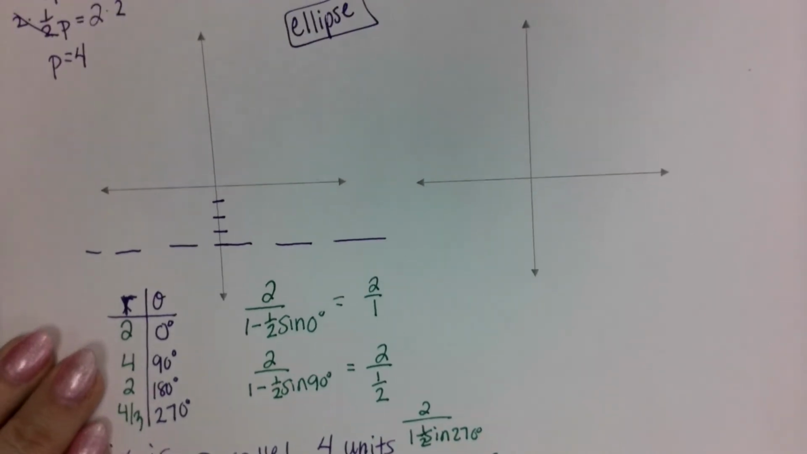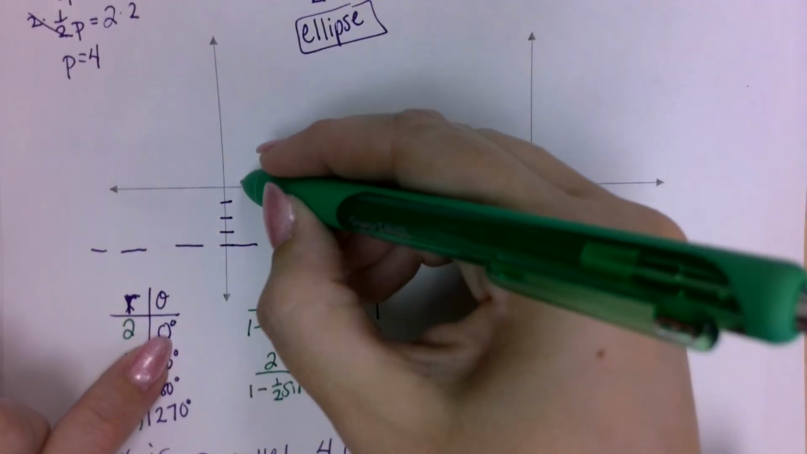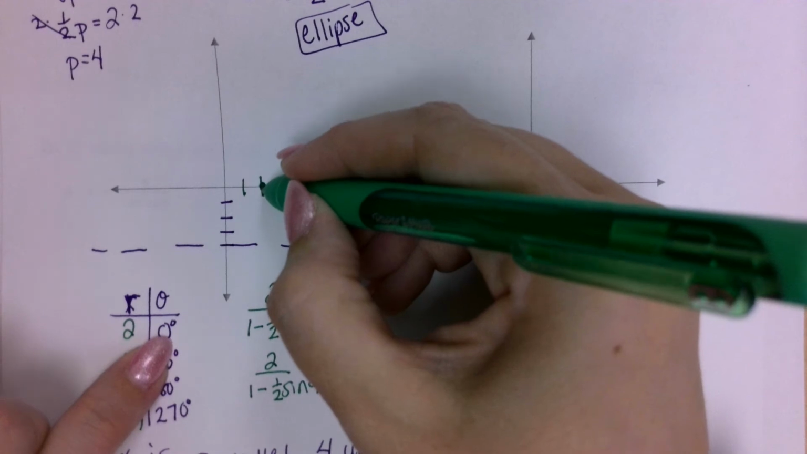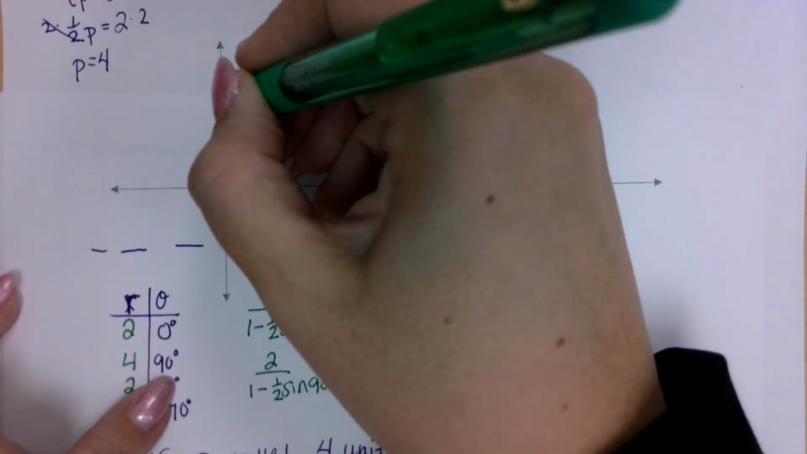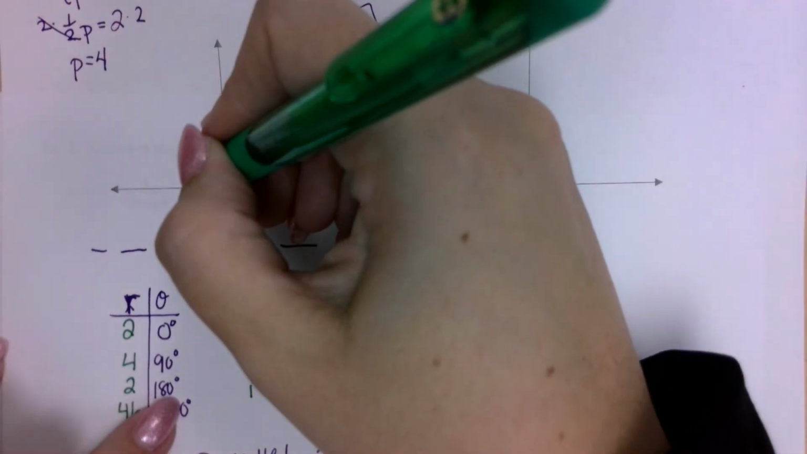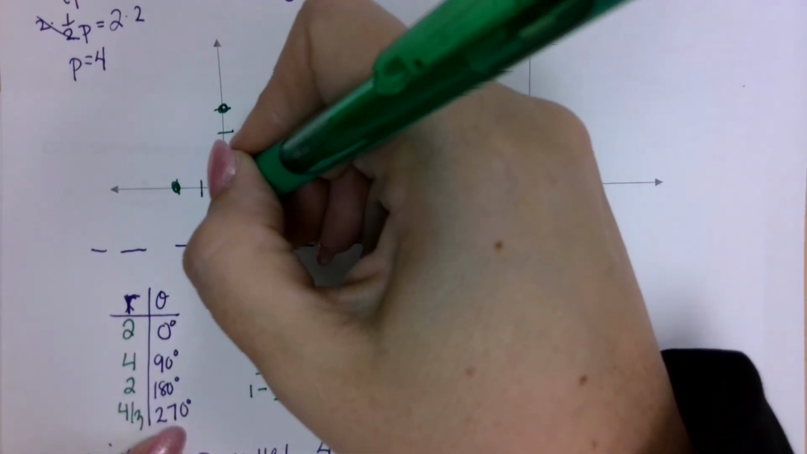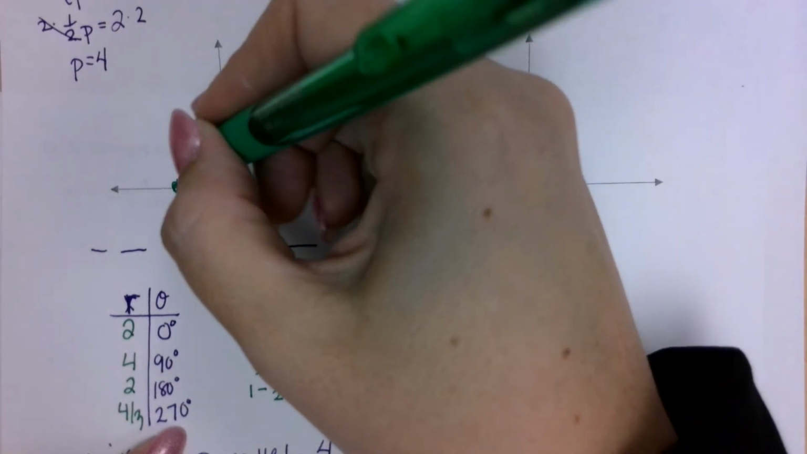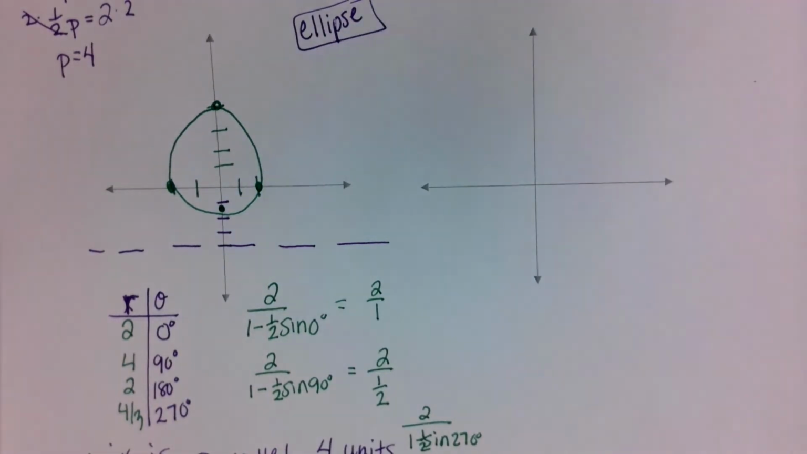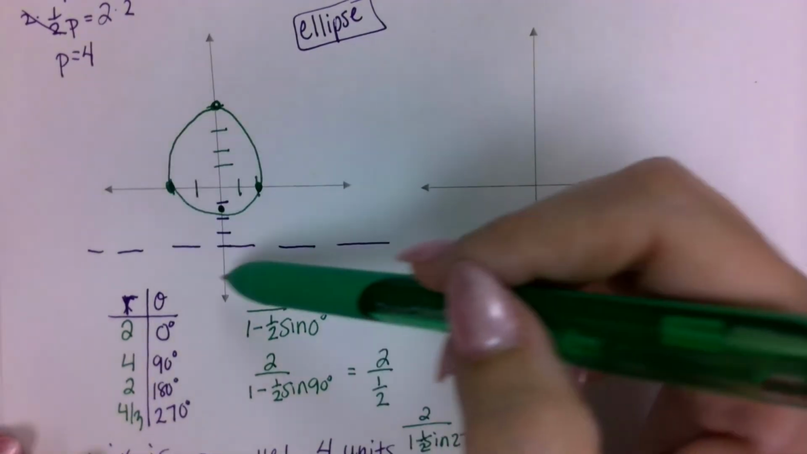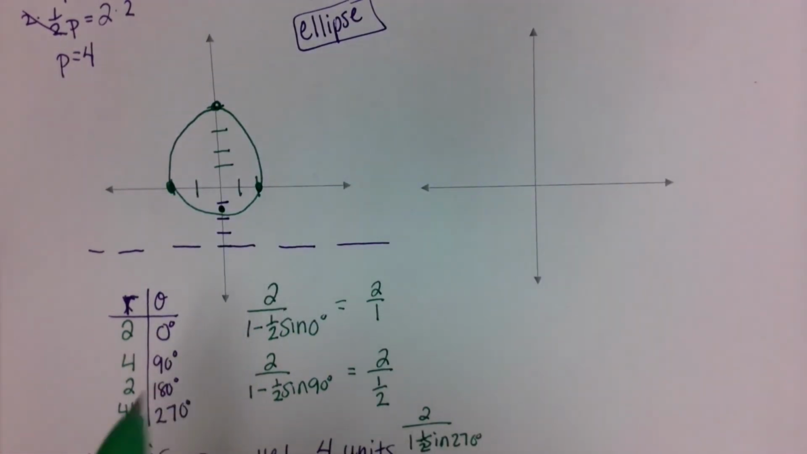So now let's graph these ordered pairs. So towards 0 degrees, we're going to go out 2 units. Towards 90 degrees, we're going to go out 4 units. Towards 180 degrees, we're going to go out 2 units. And towards 270 degrees, we're going to go out 4 over 3, which is 1 1/3. So here is our ellipse. This is what an ellipse looks like in polar form, not in rectangular form, but in polar form.